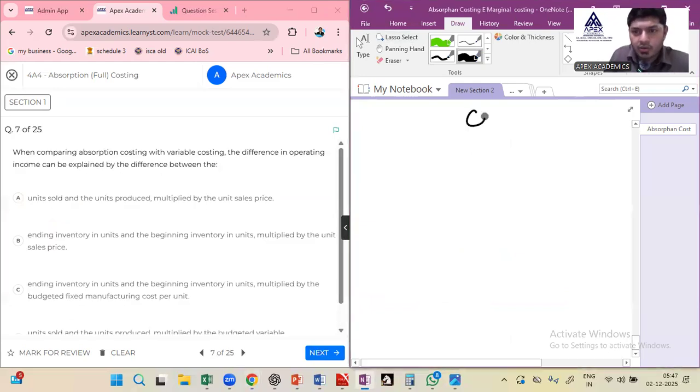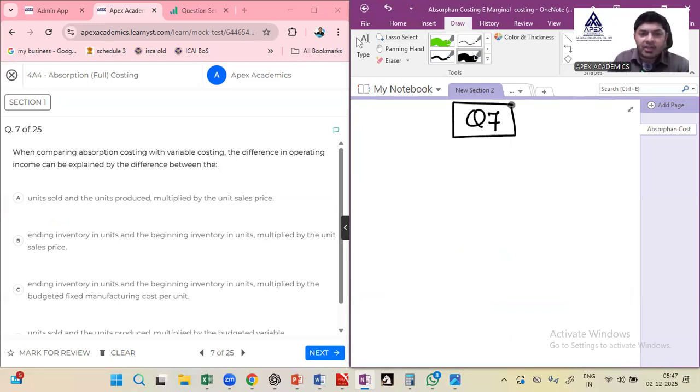Let us come to now question number 7. What does question number 7 ask us? Question number 7 asks us a straight question. When comparing absorption costing with variable costing, the difference in operating income can be explained by the difference between. Please try to understand that the difference when I talk about the difference in, they are talking about operating income.